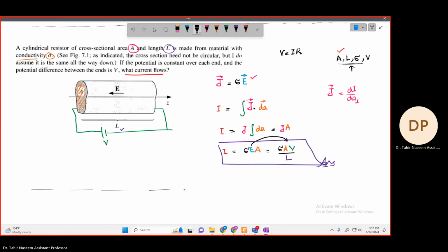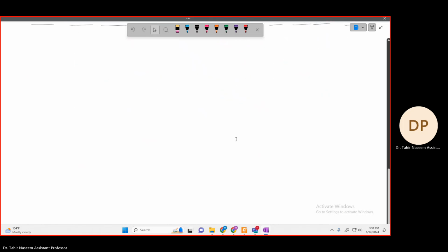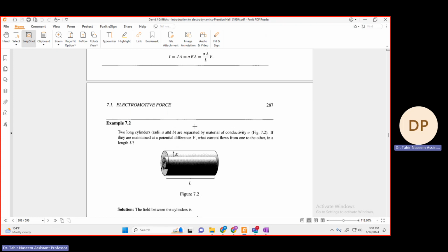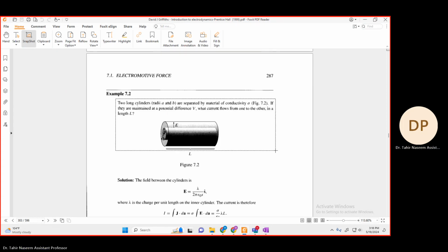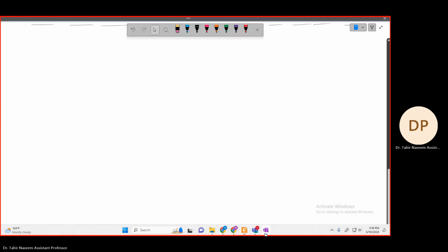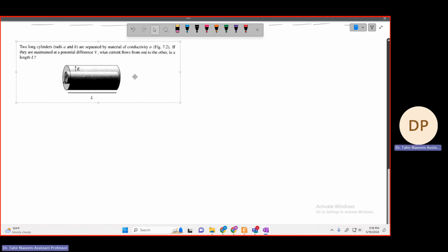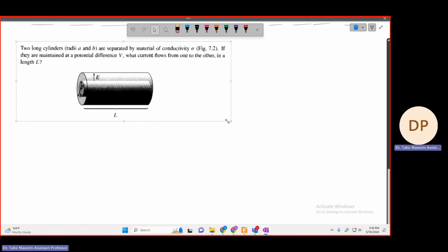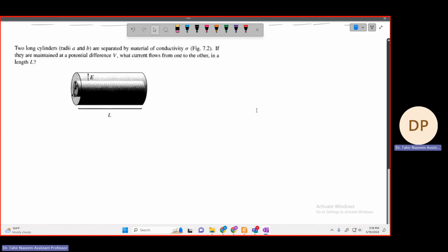Okay, easy enough. Let's solve another question, another example of this. Again, pause the video and try to solve it by yourself. If not, then you can see the solution. We have covered this actually in the class, but in any case, let's do this again.